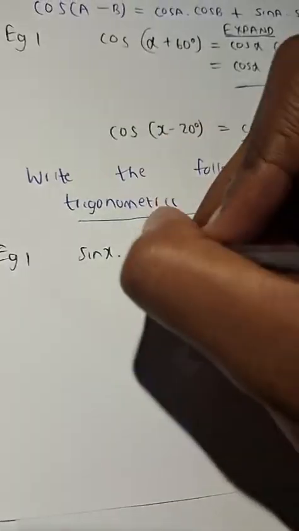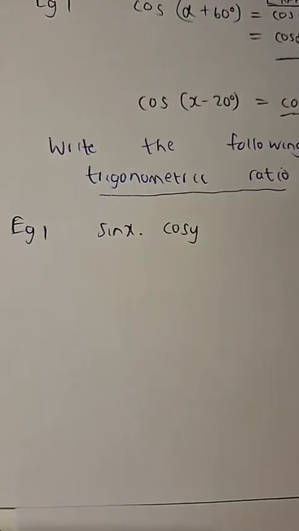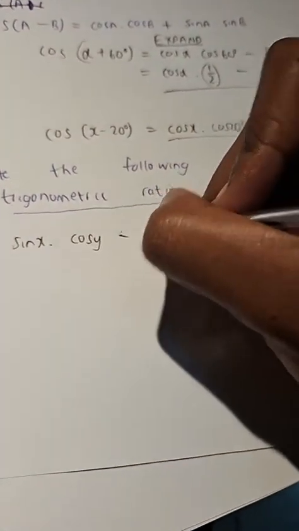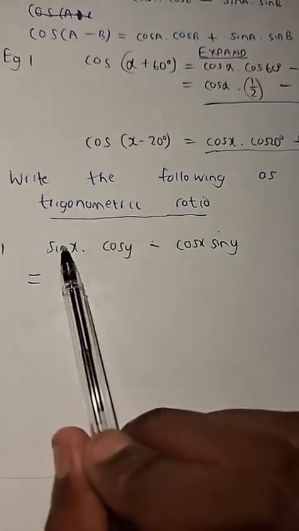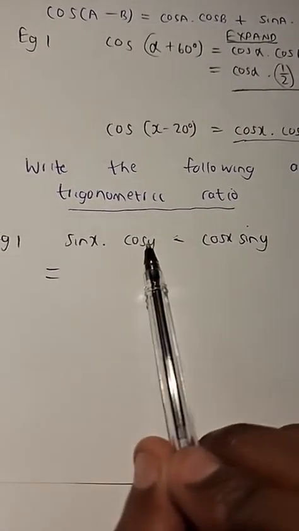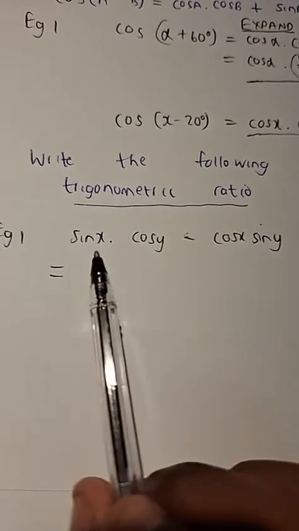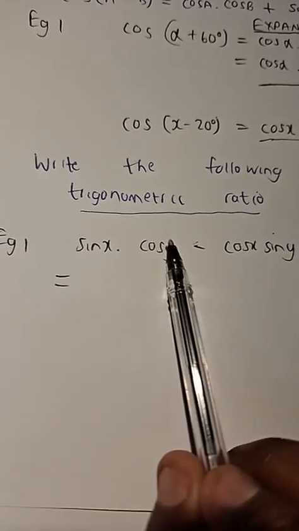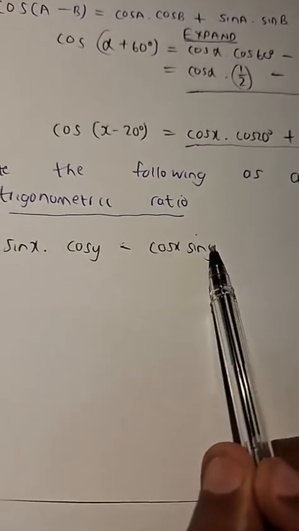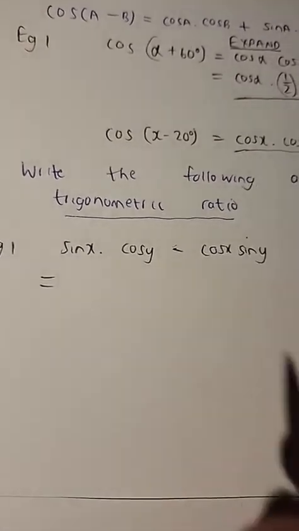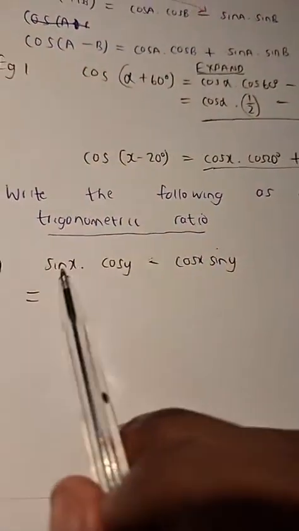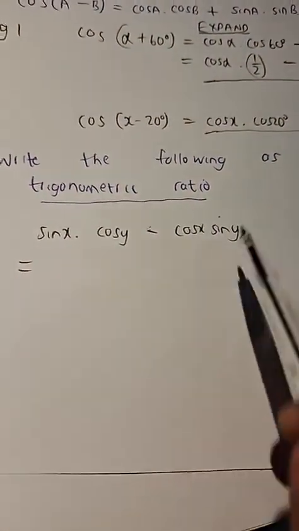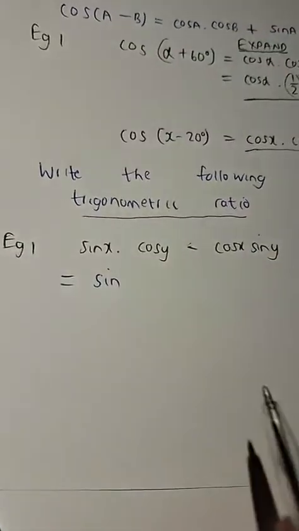So let's look at a general example to begin with. Sine x cos y minus cos x sine of y. So if you look at this, guys, okay, this will be equal to what when it's reduced? So sine x cos y minus cos x sine y. Remember, we have sine and cos. The minute we have sine and cos, cos and sine, that tells us that we have the sine compound angle.